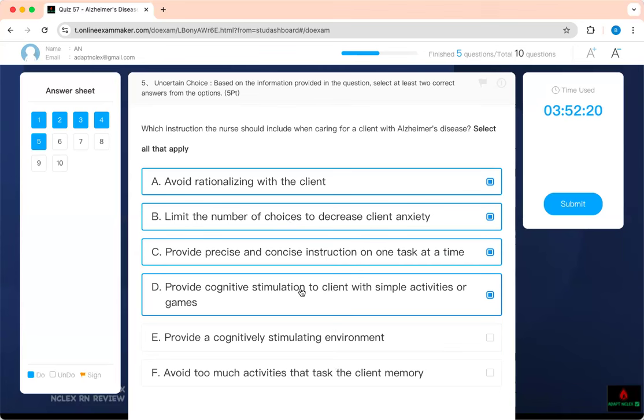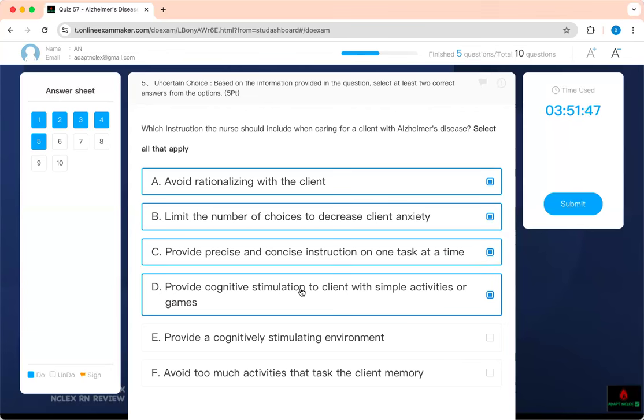Look at the next answer choice. Provide a cognitively stimulating environment. You see, they counteract each other. Watch for these kinds of statements the NCLEX will give you. The idea is these people are losing their memory. If you challenge them cognitively, they get confused, they become anxious. That's why you cannot redirect them to reality. So E is saying to stimulate them non-stop, right? Provide an environment that is stimulating them. They will get confused, they won't remember.